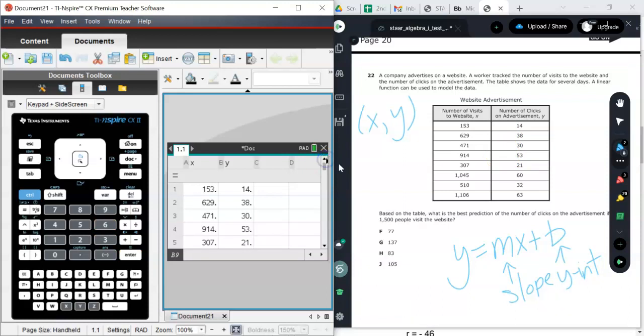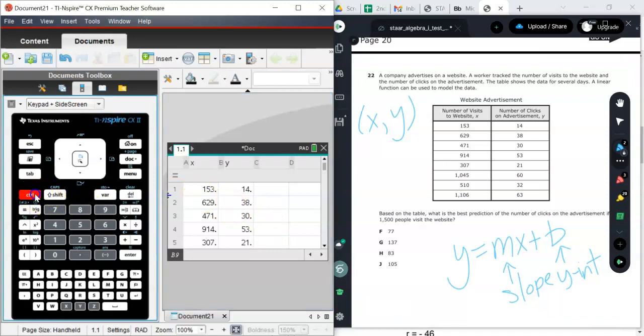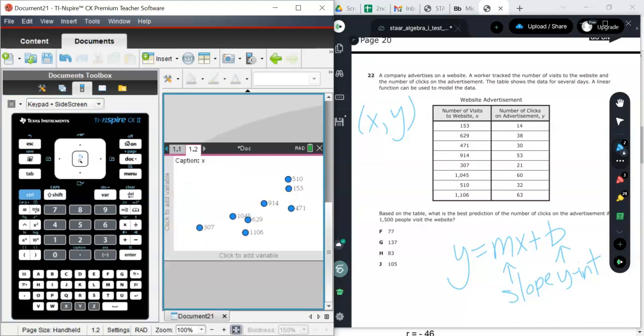So what I can do now is get the calculator to tell me, because I know this is linear, what equation models this data. You're going to hit Control, Document, and then add a Data and Statistics page. This is always what you do for regressions, for finding equations. Then you're going to get this mess, and we have to tell the calculator how we want our graph to look. Well, we're going to use our standard Cartesian XY plane.